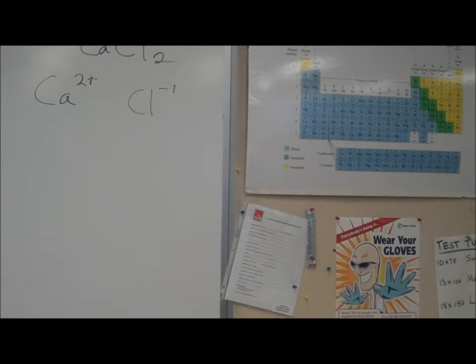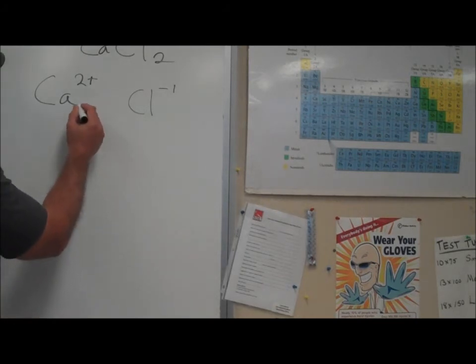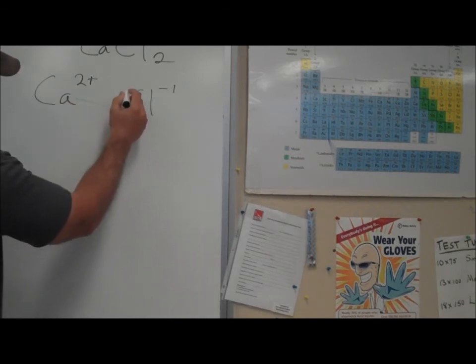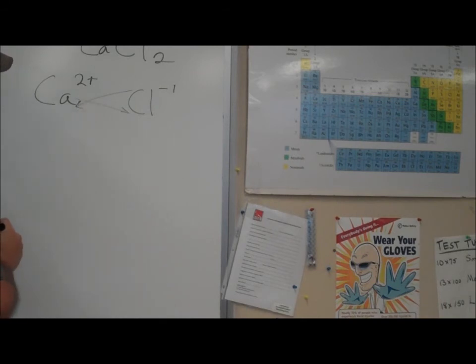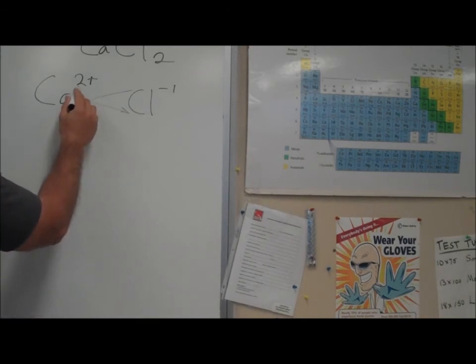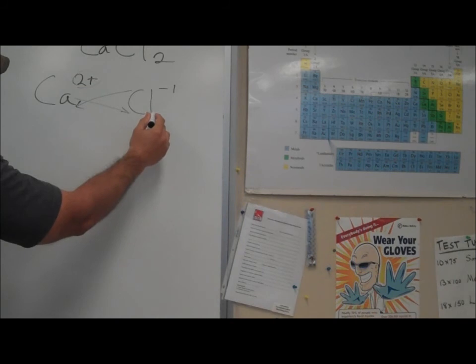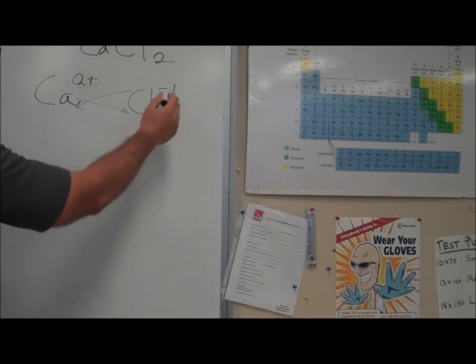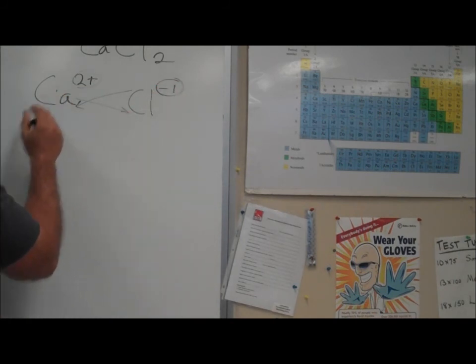The crossover method means that the charge of the calcium tells you how many chlorine atoms you need, and the charge of the chlorine tells you how many calcium atoms you will need. For example, simply do the crossover method, you would do arrow pointing to the chloride, arrow pointing to the calcium. This charge represents chloride. This charge will represent calcium.